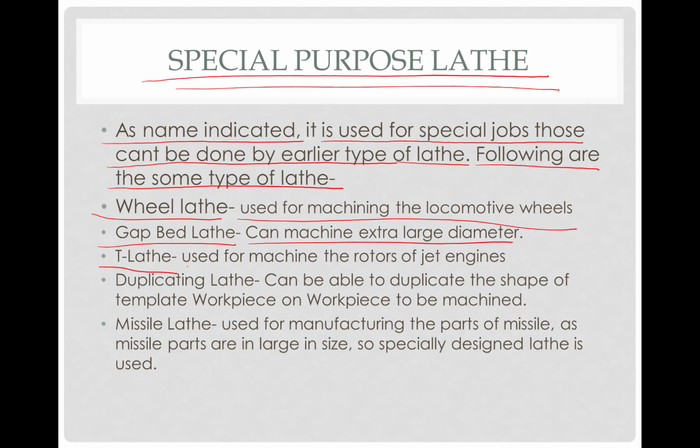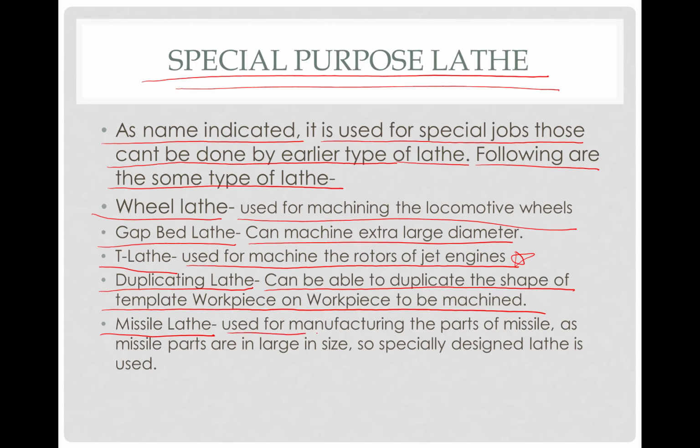T lathe, used to machine the rotors of jet engines. Just keep in mind, that's not that important. Duplicating lathe, it is able to duplicate the shape of a template workpiece on the workpiece to be machined. Missile lathe, this is used for manufacturing the parts of missiles. As missile parts are large in size, a specially designed lathe is used.